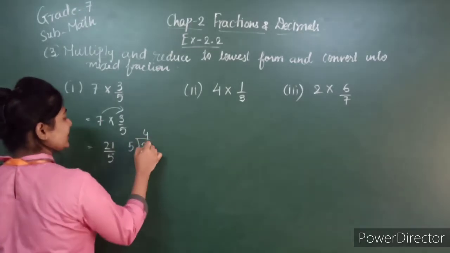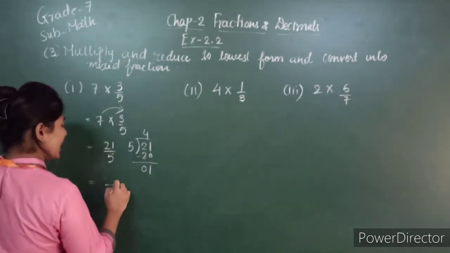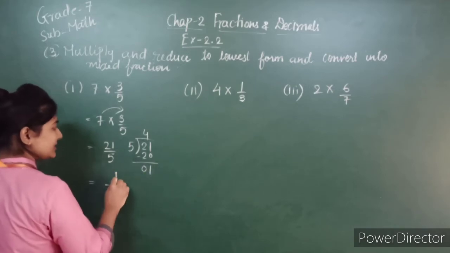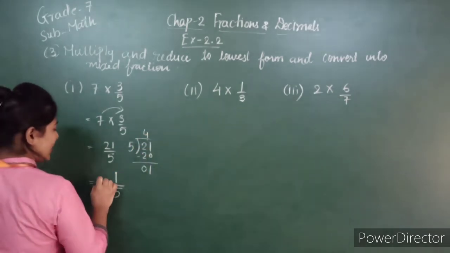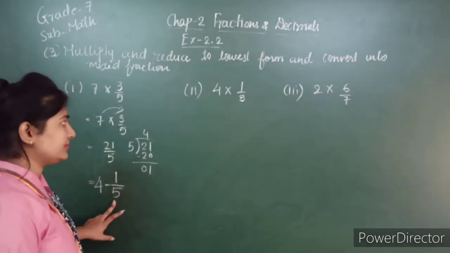So 5 4s are 20. 1 is the remainder. So we have to write 5 in the denominator and this 1 remainder we have to write upward, and this 4 we have to write in a side. So our answer is 4 1 by 5.